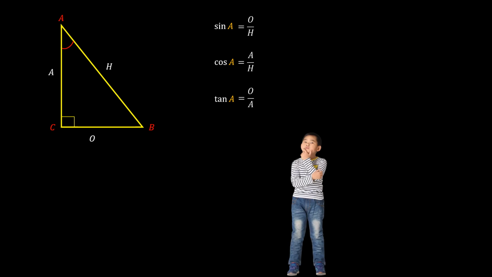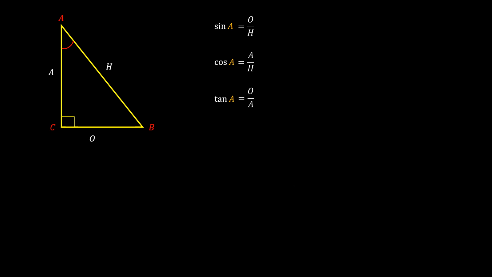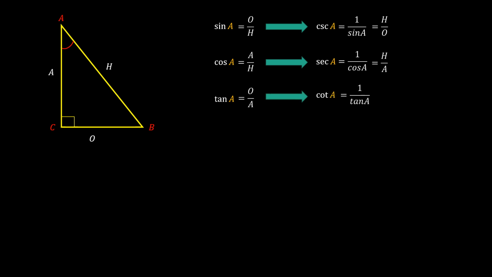What about the other three trigonometric ratios, cosec, secant, and cotan? Actually, they are the reciprocals of these three trigonometric ratios. So the cosec of the angle is the reciprocal of the sine, so it is the hypotenuse over the opposite. The secant is the reciprocal of the cosine, so it is the hypotenuse over the adjacent. And the cotan is the reciprocal of the tan, so it is the adjacent over the opposite.